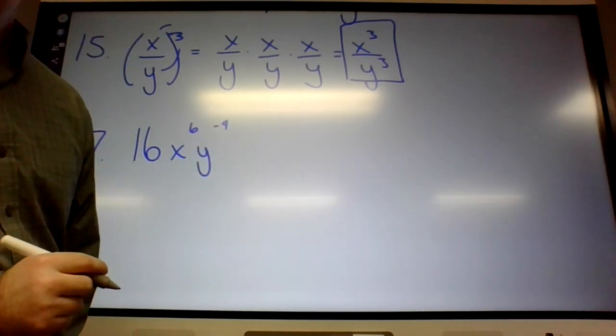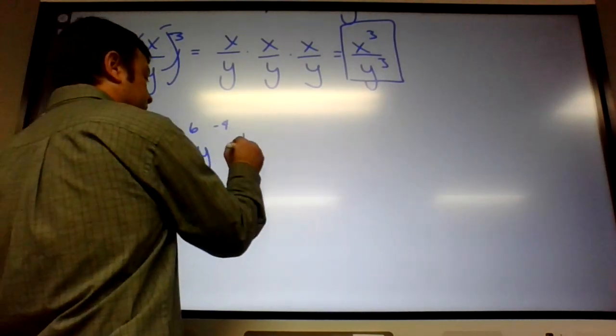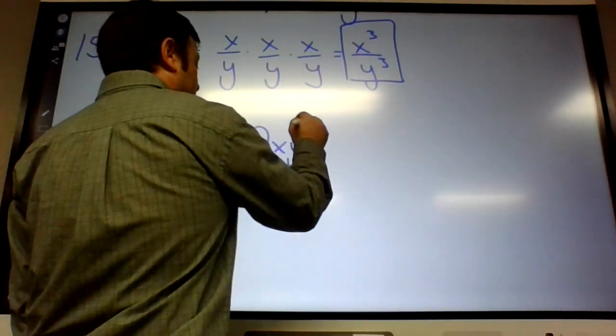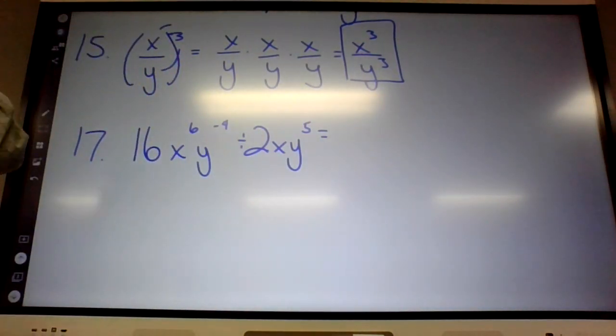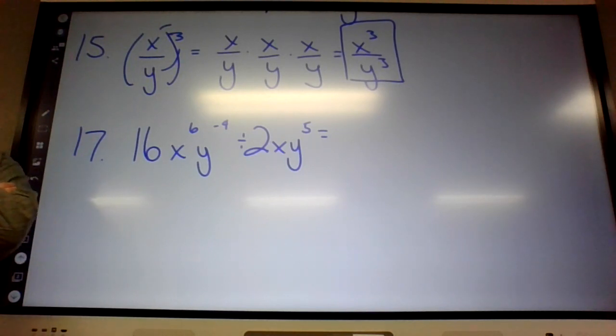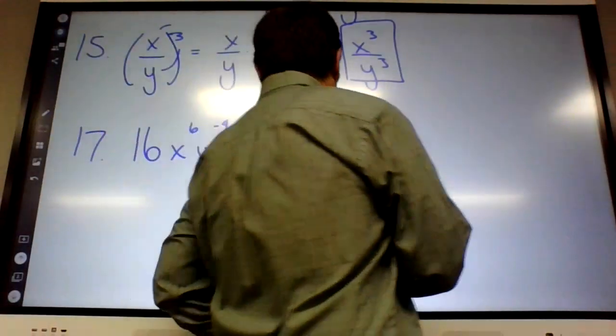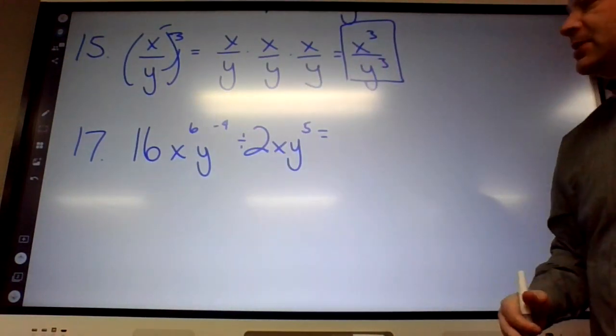Okay. Divide by 2xy. All right. So we're in a new section, so we should probably read the directions for a second. It says, simplify leaving all variables in the numerator. What that means is we're not going to change negative exponents. We're just going to leave everything on top, like normal. So no fractions.